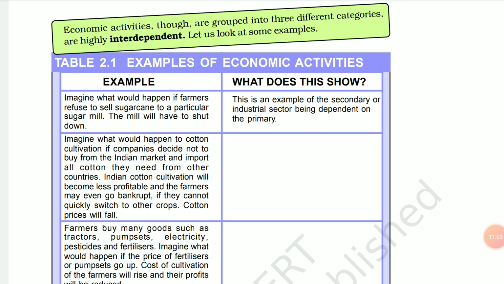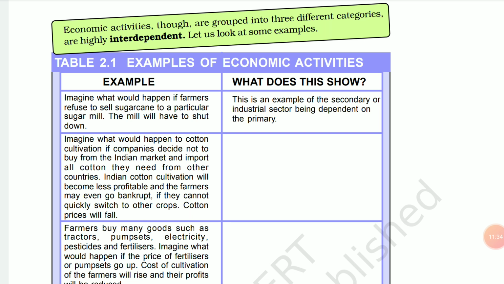Imagine what would happen if farmer refuses to sell sugar cane to a particular sugar mill. The mill will have to shut down. So अगर एक फार्मर है जो कि शुगर केन प्रोड्यूस कर रहा है, he refuses to sell his sugar cane to the sugar mill, what will happen? The sugar mill has to shut down. Why? Because there will be no raw material. और जब तक raw material नहीं होगी, sugar mill won't be able to function. Okay. This is an example of secondary or industrial sectors being dependent on primary.